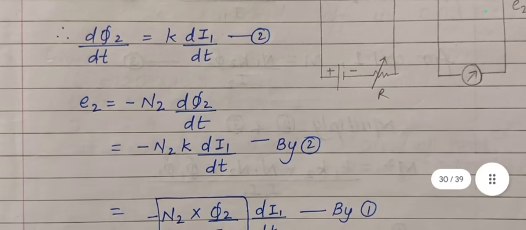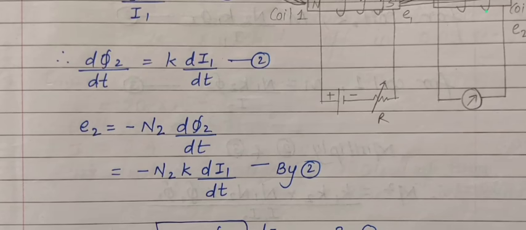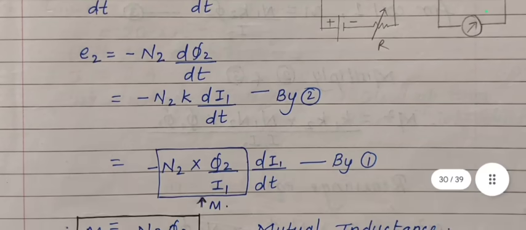Now the same, you have to use E2 is equal to minus n2 d phi2 by dt. That is the equation given by Faraday's second law. Okay, by Lenz's law the minus sign is there. Now you have to consider this, that you have to write this equation for the second coil. So here I have written E2 is equal to minus n2 d phi2 by dt. Now which is equal to minus n2 times the d phi2 value, see the second equation, that is K into dI1 by dt. Just substitute it. You will get E2 as minus n2 K dI1 by dt. This is equation 2.